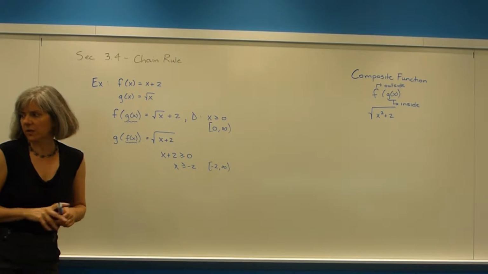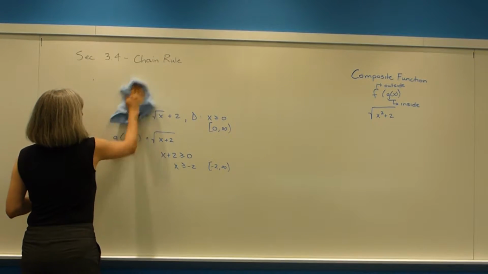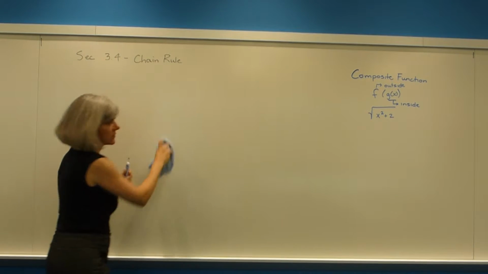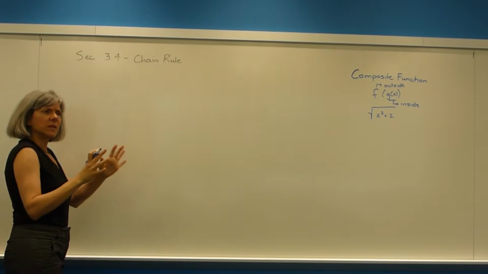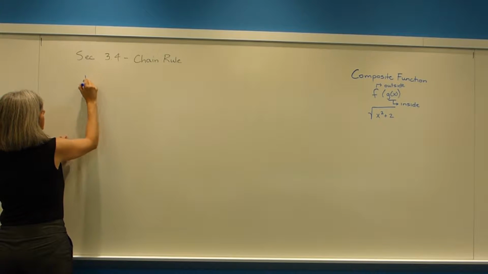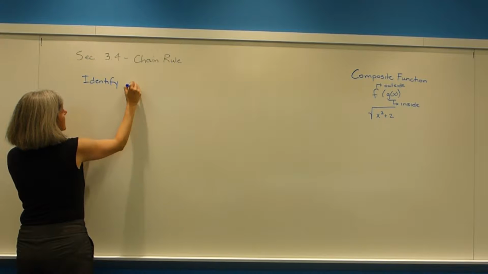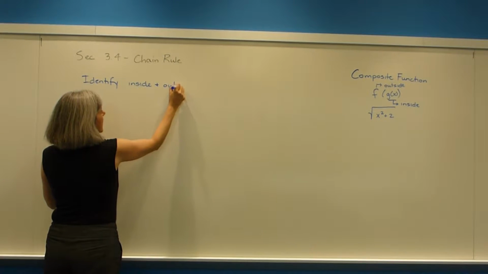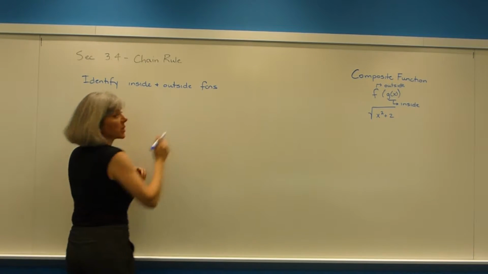Okay, and so now let's do another kind of example. Let's look at identifying inside and outside functions. So that should have been review. This one takes a little bit more practice to do. We're going to look at identifying inside and outside functions, which is to say you already have the composite. So now how do we pull it apart?